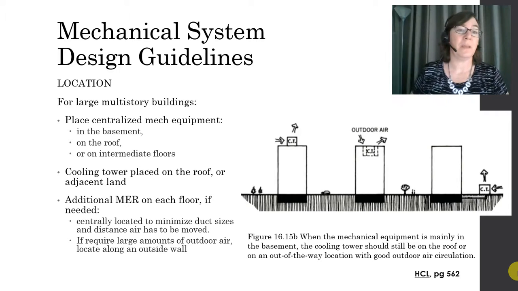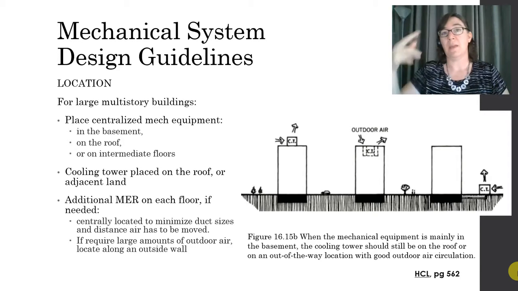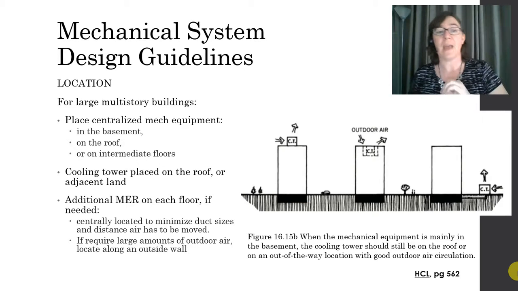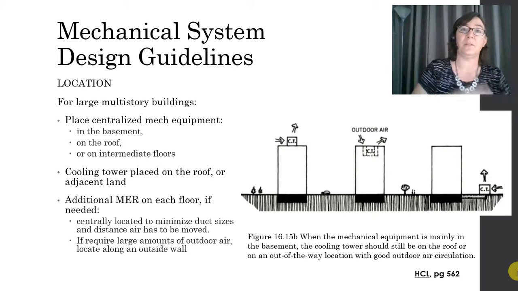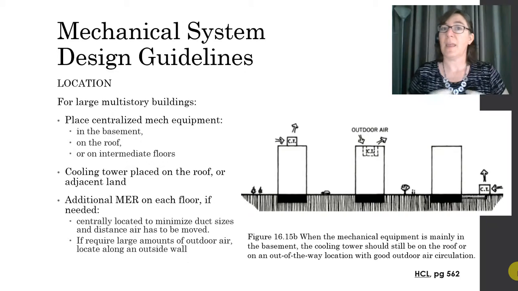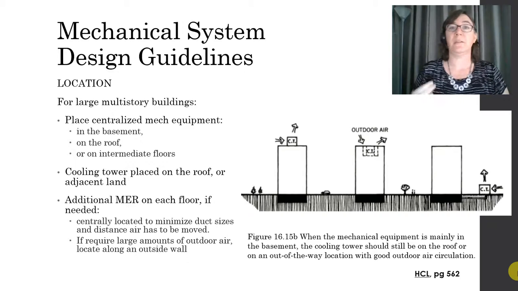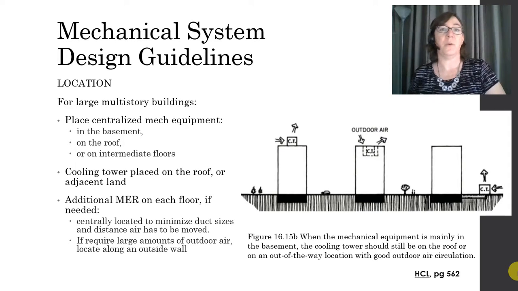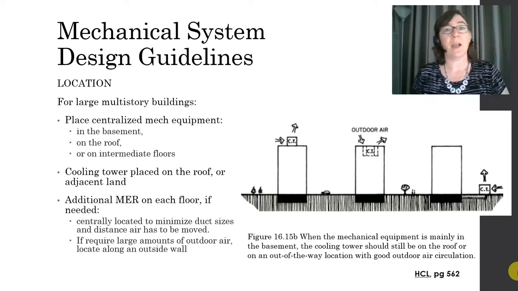Sometimes a mechanical equipment room is needed on each floor or maybe every couple of floors. And if you do that, you want to follow similar rules to those for medium-sized buildings. Put them in the center of the building again, so you reduce your duct run lengths and thus reduce your duct sizes. And also provide outside access. That's not necessarily so that you can bring equipment in and out, because that would require a crane or a helicopter or something, but just to provide outside air.